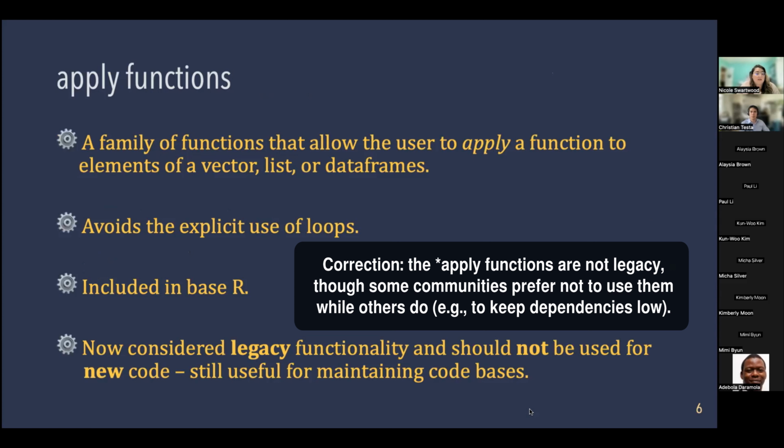The first way that you might incorporate functional programming in R is through the use of the apply family of functions, which allow the user to apply a function to all the elements of a vector or a list or data frame. It allows the user to avoid the explicit use of loops, which can be lengthy and at times difficult to follow. And these functions are included in base R, so they don't require any additional installation typically.